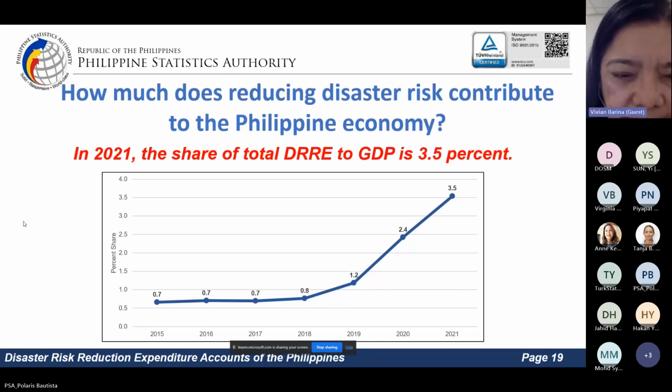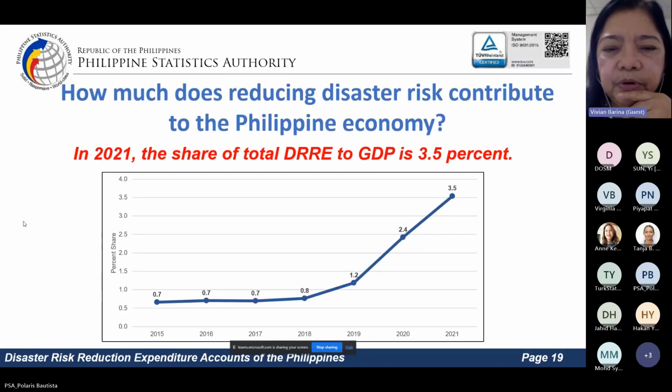In the past year, for example, this is like 0.7%. And it was only in 2020 when we continued to increase by 2.4% and 3.5%. This is an alert to the government or to our decision makers that we are prioritizing also the reduction of disaster, so that we can show them, we can see them in the indicator in terms of the expenditures. So these are some of the key results that we have.